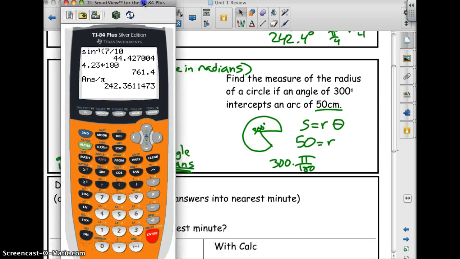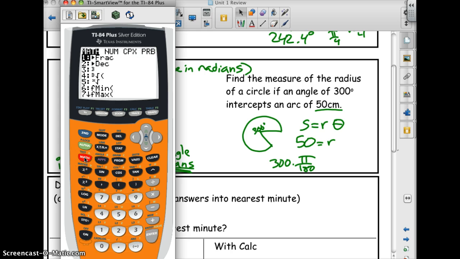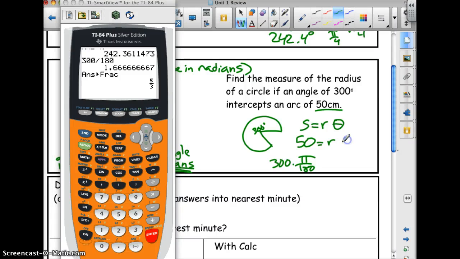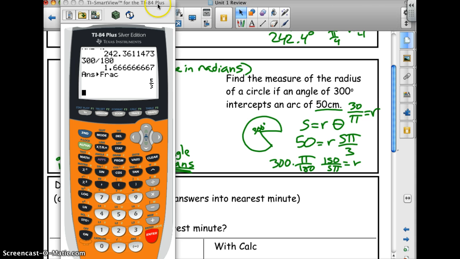And remember the trick to reduce 300 over 180: 300 divided by 180, enter, and then if you hit math and then frac, it'll turn it into 5 pi over 3. So that's 5 pi over 3. So I'm going to multiply by 3 and then divide by 5 pi. All right, and so I have 150 over 5 pi. I guess you can reduce 150 over 5 and say 30 over pi. If it wants it to the nearest tenth, then you just do 30 divided by pi on your calculator.